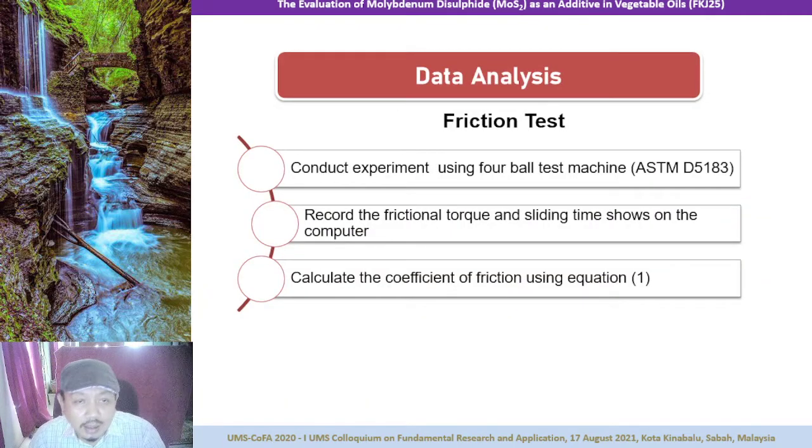So for data analysis, we use the standard ASTM D5183. Then we record the frictional torque and sliding time shown on the computer, and calculate the coefficient of friction using equation number 1.